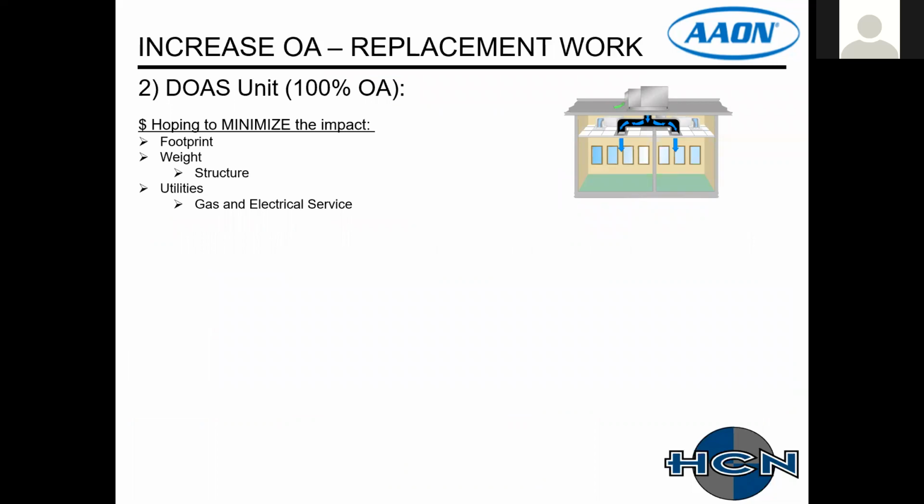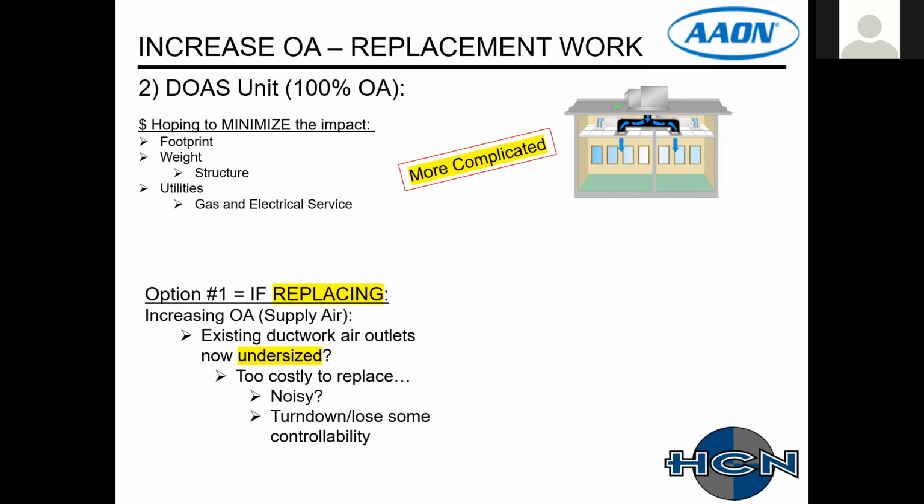Once again, trying to minimize the impact, but the DOAS unit becomes more complicated for two reasons. Option one, if you're increasing your outside air, I would consider that your existing ductwork and air outlets are now undersized. I would probably consider that those are typically too costly to replace. If that's the situation, you have to be concerned about noise, and then also with your turndown capabilities.